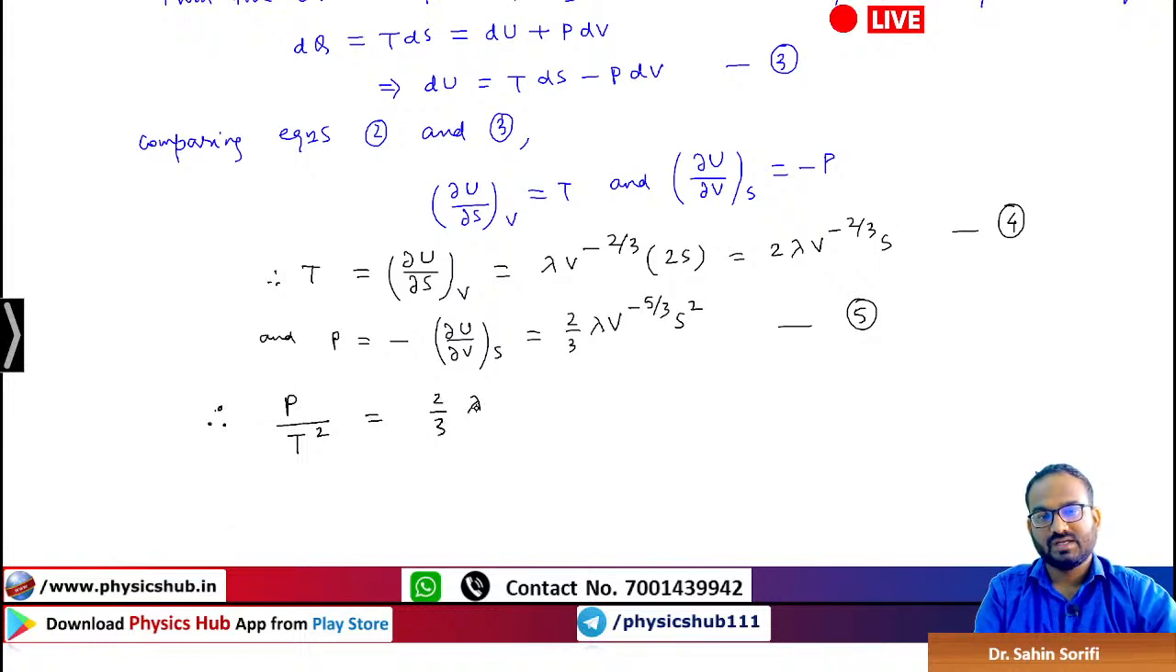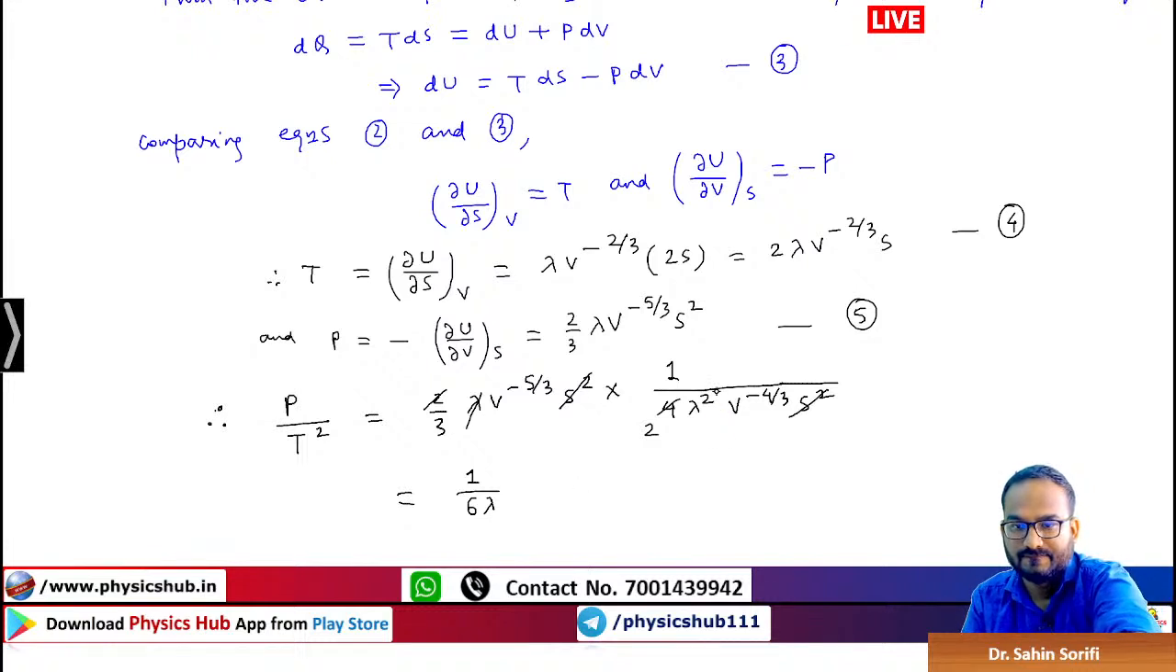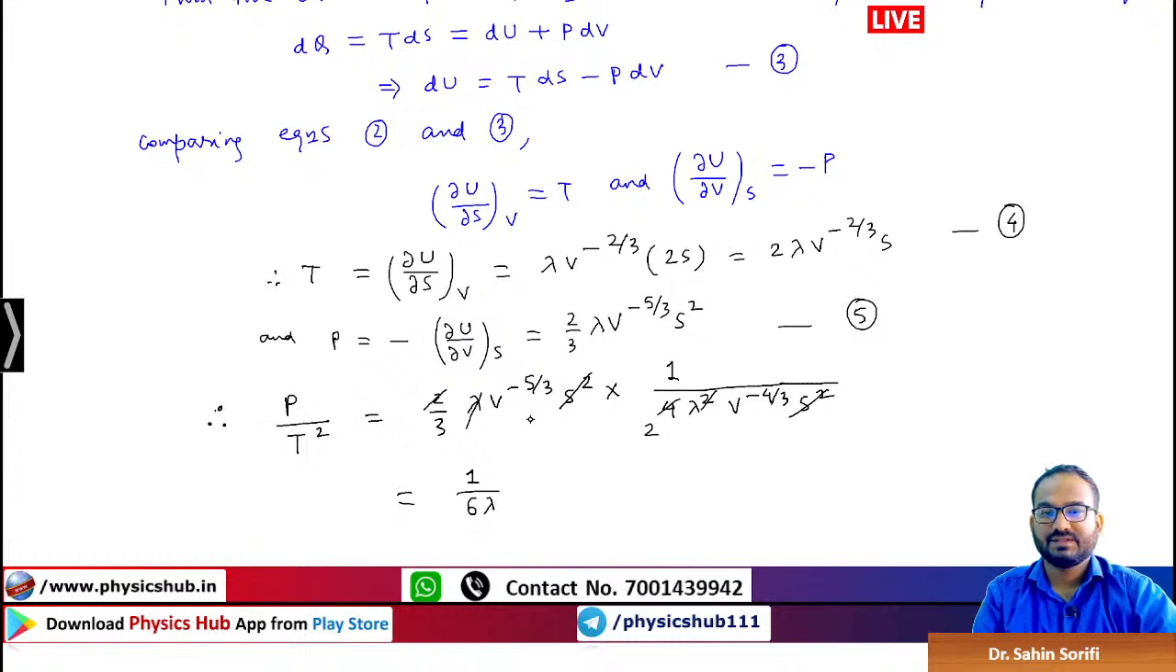So this is 2/3 lambda V to the power minus 5/3 S square into 1 by T square, that is, 1 over 4 lambda square V to the power minus 4/3 S square. Then this S square and S square will get cancelled, and this 2 will cancel, one lambda will cancel. So 1 upon 6 lambda. V to the power minus 5/3 and minus 4/3: minus 5/3 plus 4/3 gives minus 1/3. So 1 upon V to the power 1 by 3.